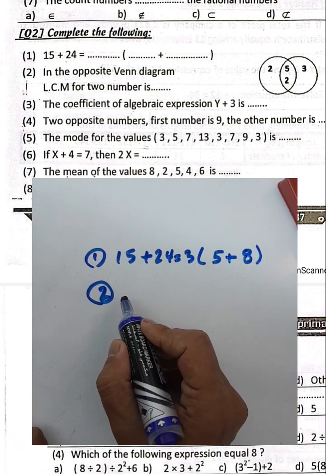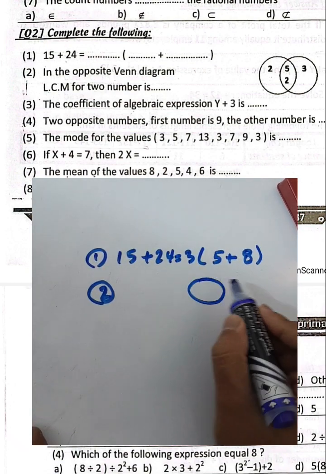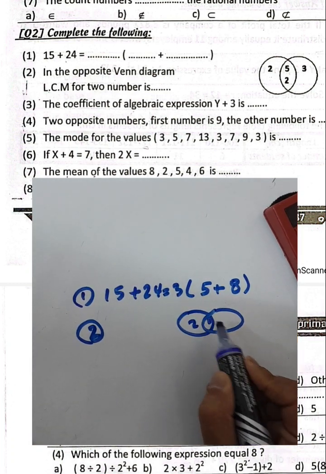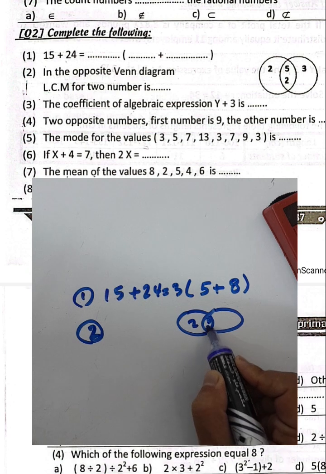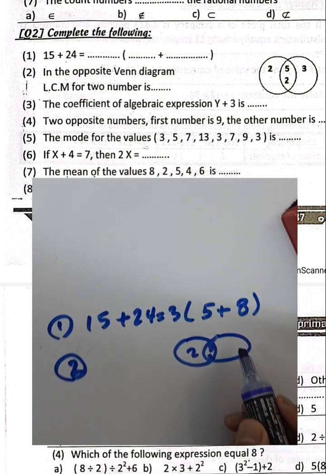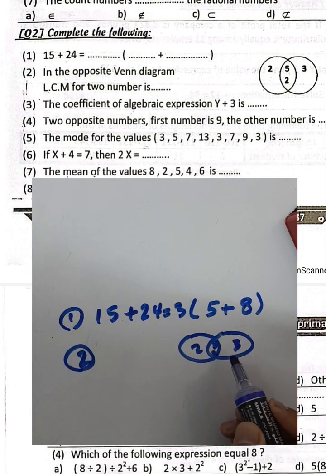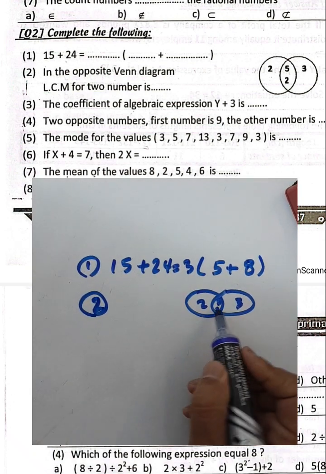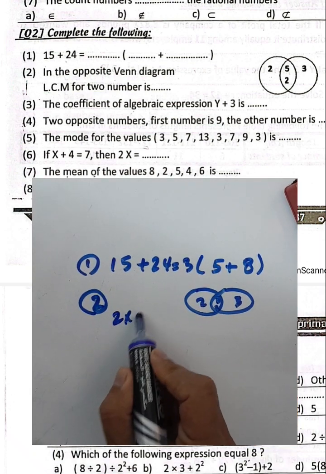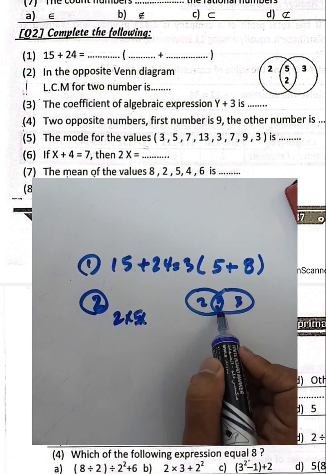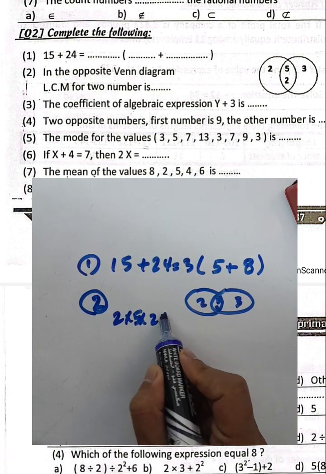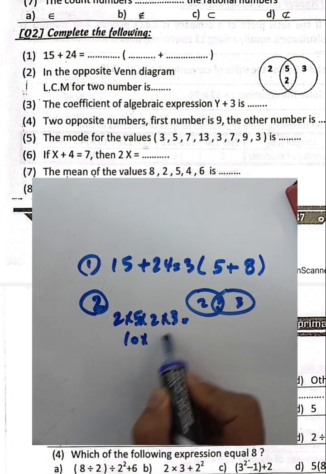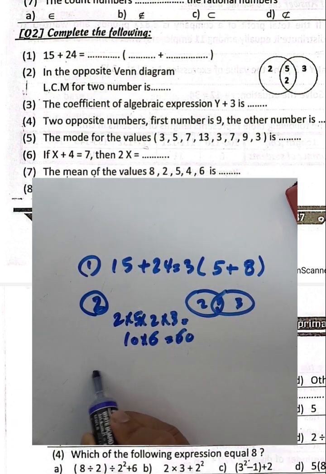Question number 2. From the Venn diagram, we want to find the least common multiple of two numbers. We have 2, 5, and 2, and 3. We can find the least common multiple by multiplying all the factors here: 2 times 5 times 2 times 3. 2 times 5 is 10, 10 times 2 times 3 equals 6, the result will be 60.